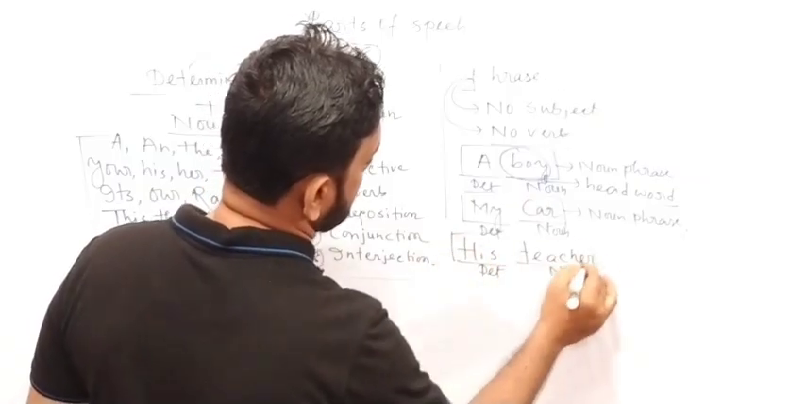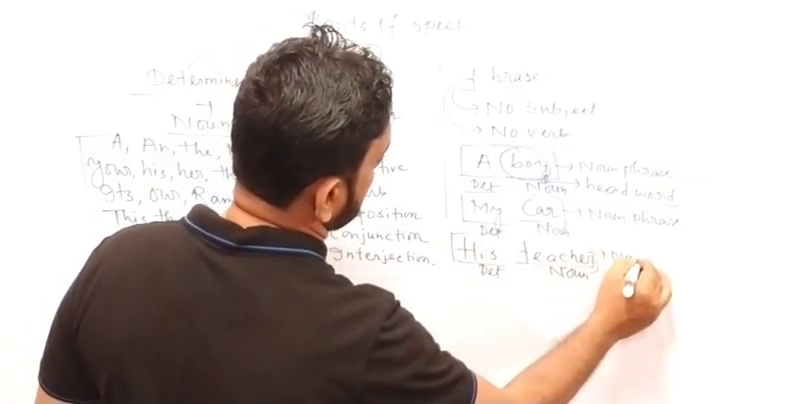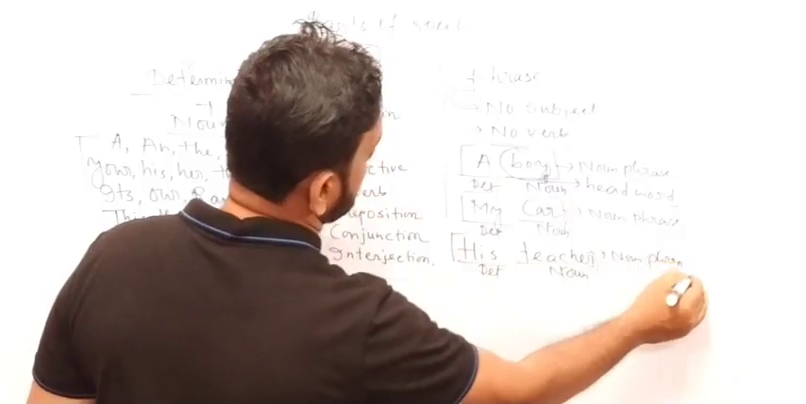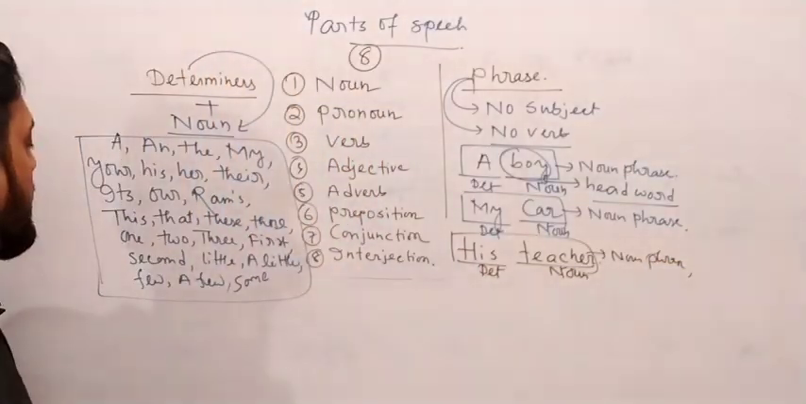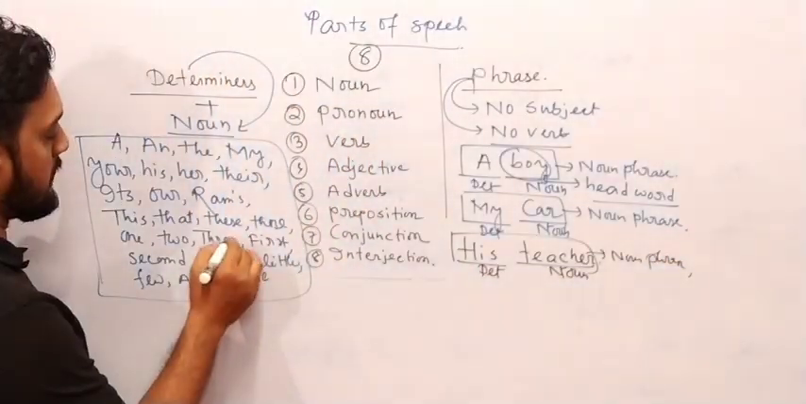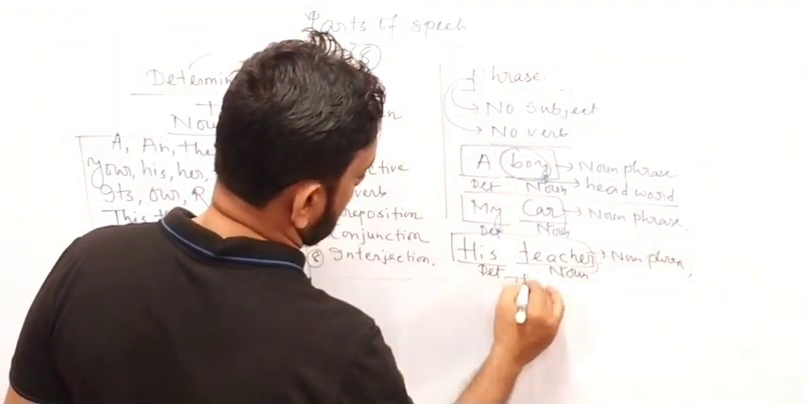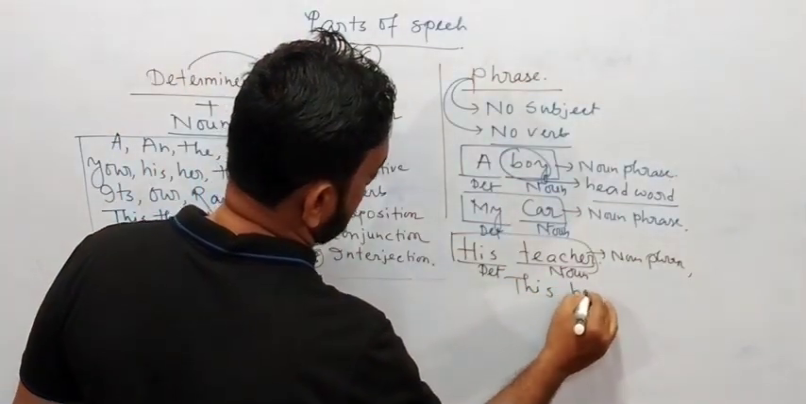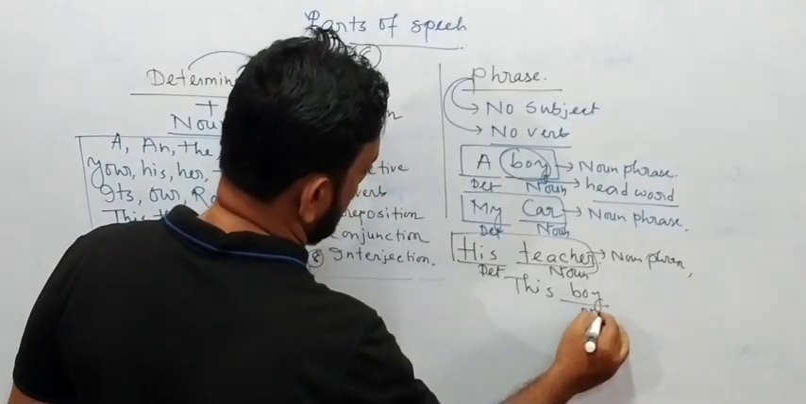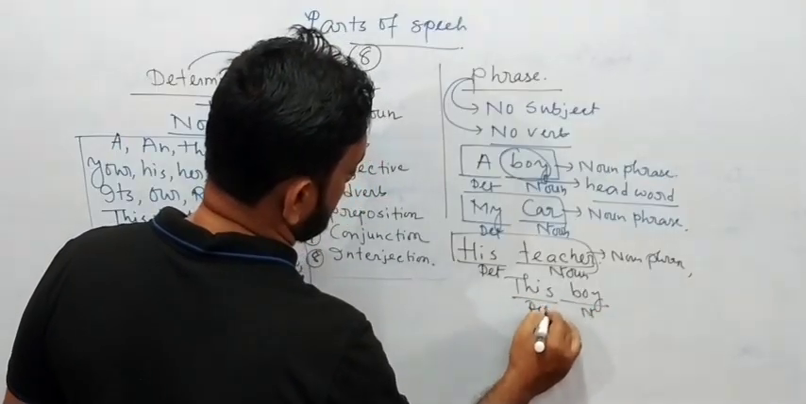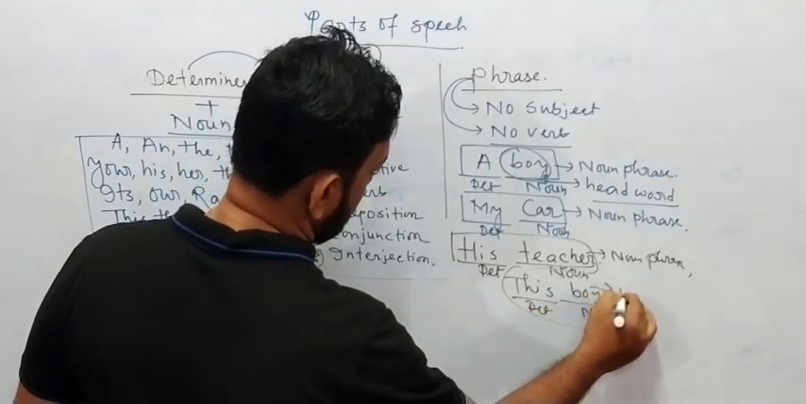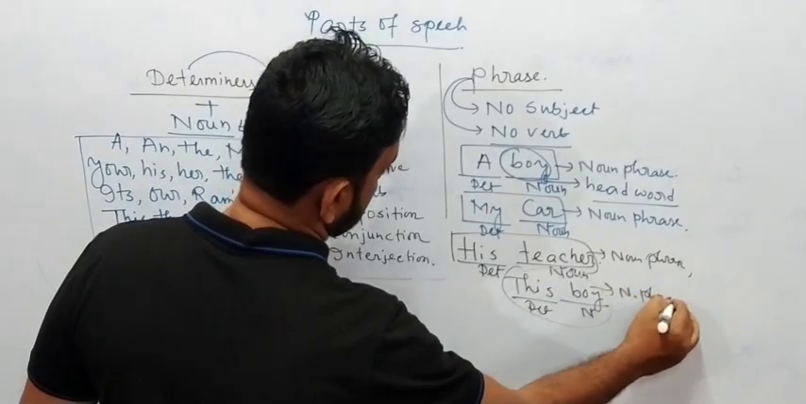So determiner plus noun makes a noun phrase. Got my point? That would be a noun phrase. If I want to write another example, "this boy": boy is the noun, and this will be the determiner. So "this boy" becomes a noun phrase.